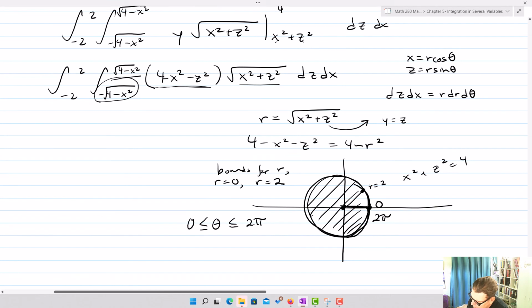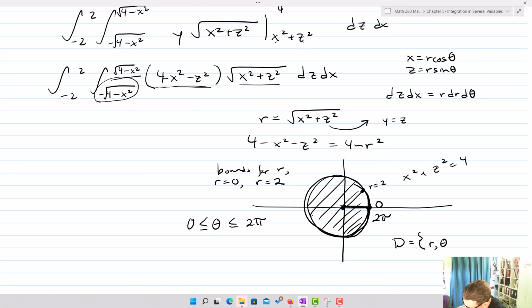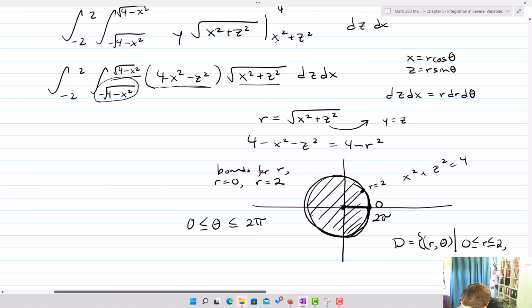So now we've rewritten our region. Our region D was the circle with radius 2. How do you rewrite that region D in terms of r and theta? It's then going to be r greater than or equal to 0 and less than or equal to 2, and theta greater than or equal to 0 and less than or equal to 2 pi.